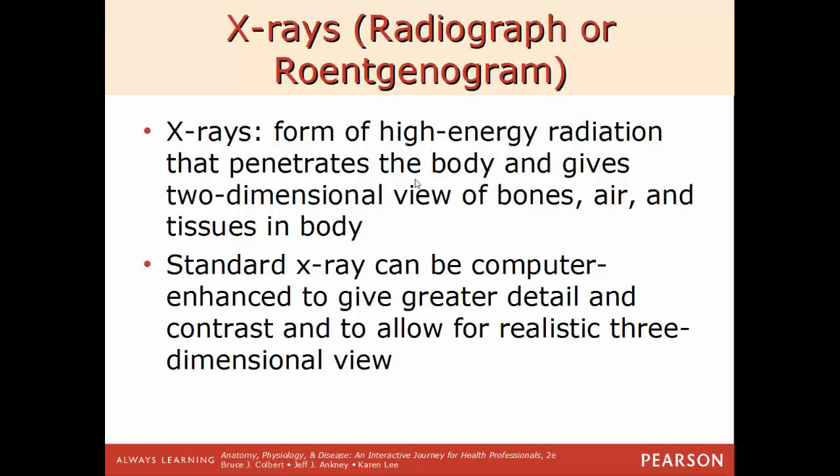Next, we'll get into various methods that are used to image the body. The first one, X-rays. These are forms of high energy radiation that will penetrate the body and give a two-dimensional view of bones and air and tissues in the body. A standard X-ray can be computer enhanced to give a little bit more detail and contrasting to allow for some realistic 3D effects. So this is your standard X-ray that almost everyone has received at some point in their life.